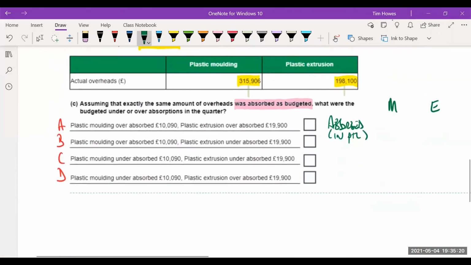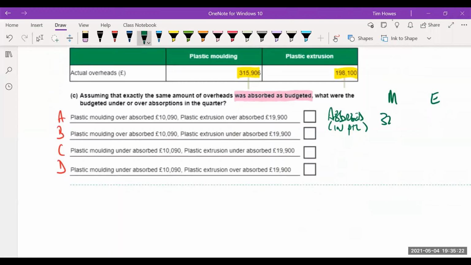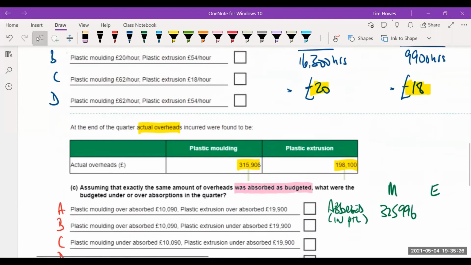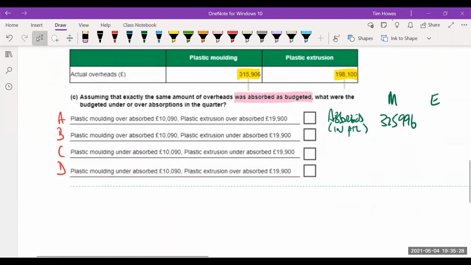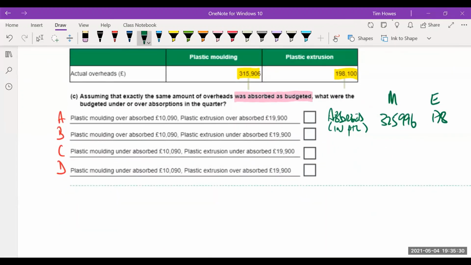So okay, 325,996. Oh, I've forgotten the other one. 178,200. So that's what they ended up with. Highly improbable, but that's what the question says. We've then got actual figures. So this one's 315,906, and this one is 198,100.